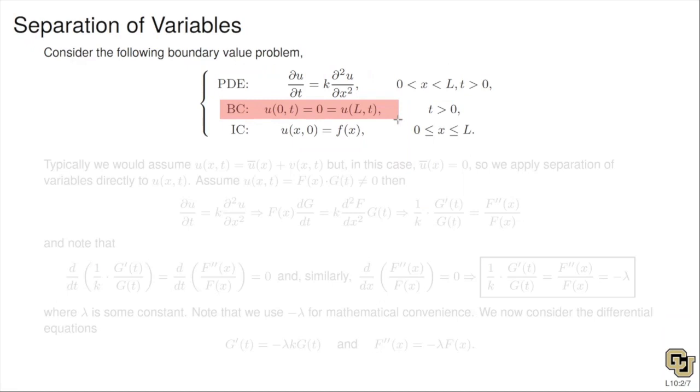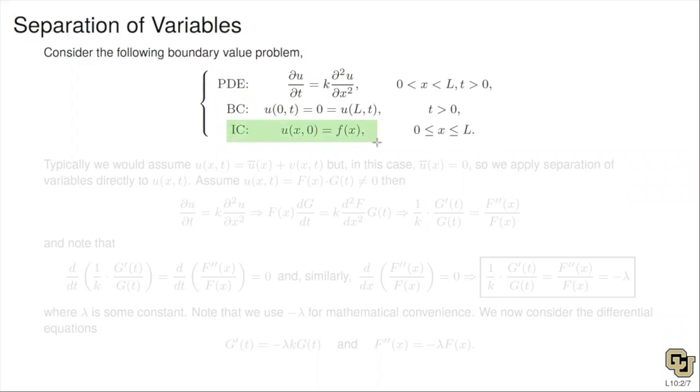The temperature is fixed at 0 on the left and right end, just for this kind of canonical problem. This is a fundamental problem here. It's the kind of ground floor. And then we have the so-called initial condition.